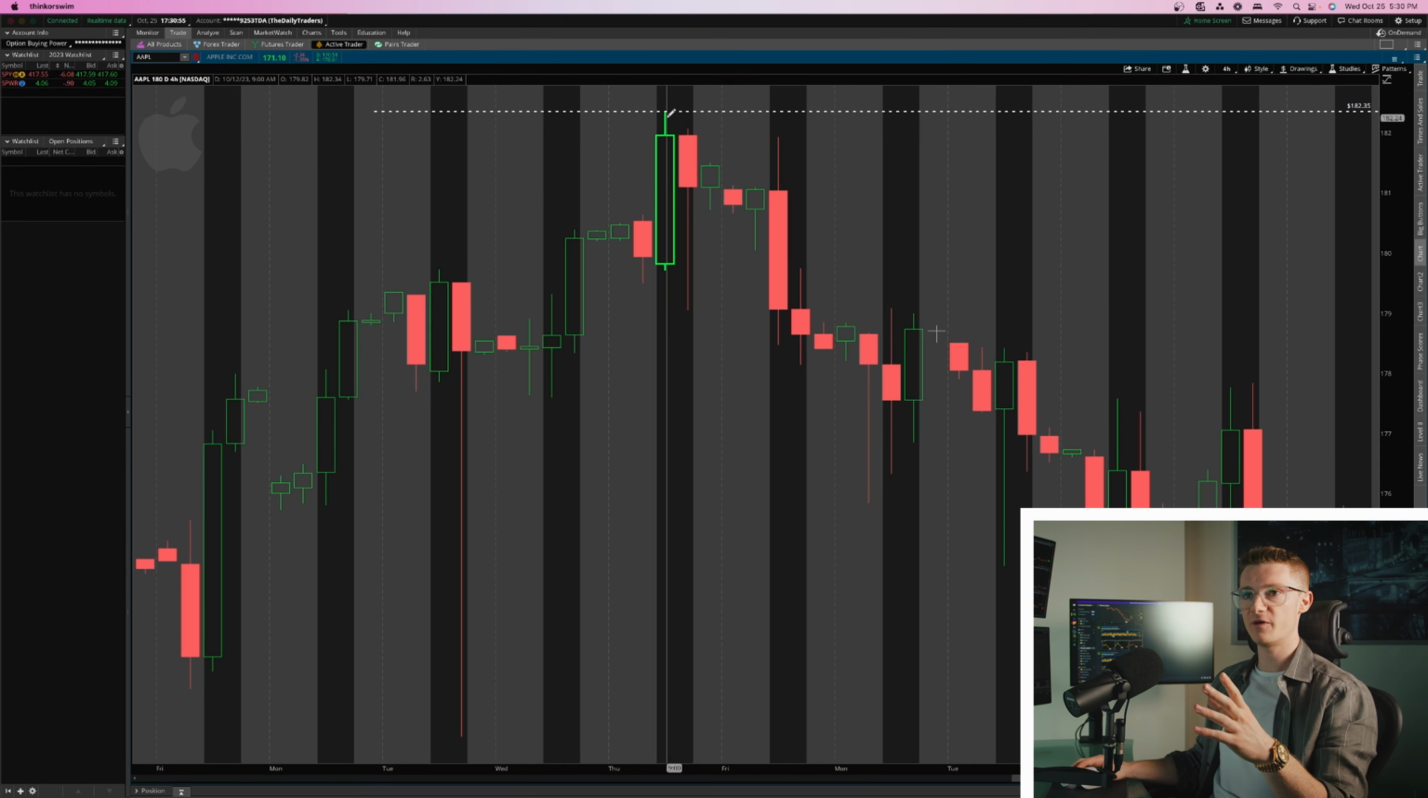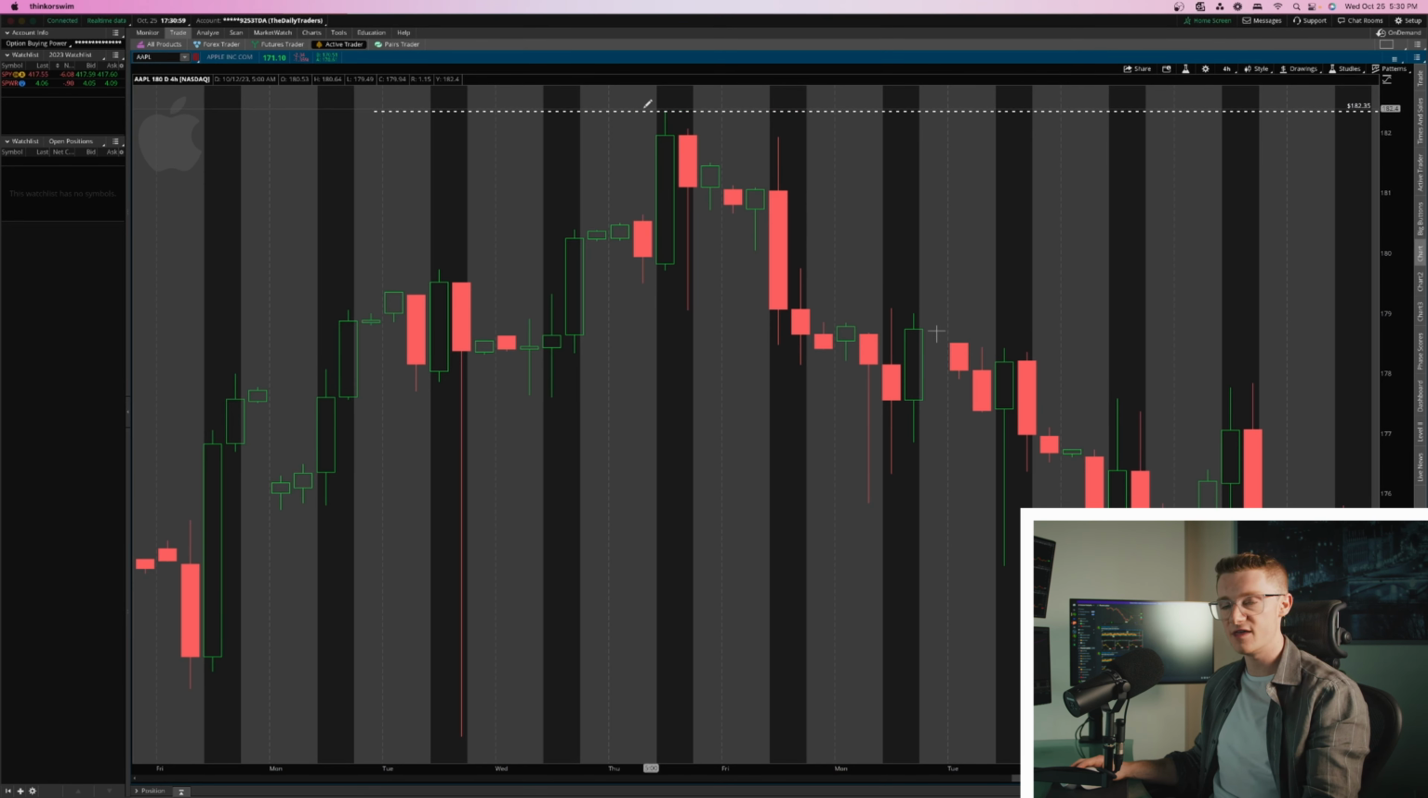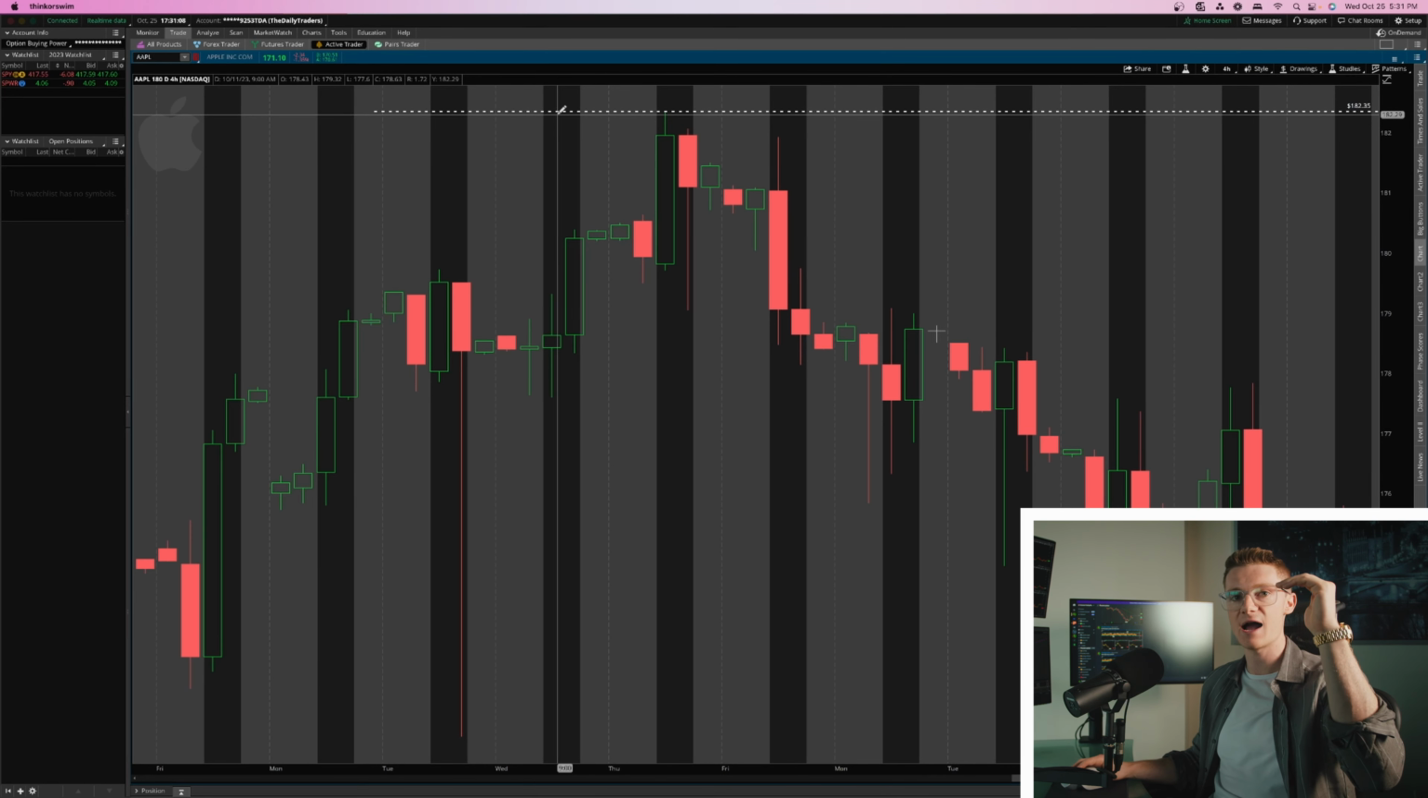Now you can see the top of a candle, which is called a wick, is going to represent where this chart has faced an area of resistance. Okay, so this 182.35 is going to act as resistance.